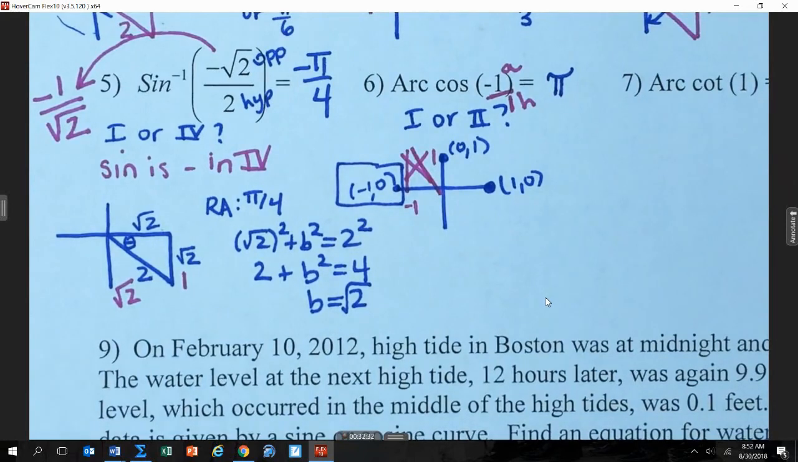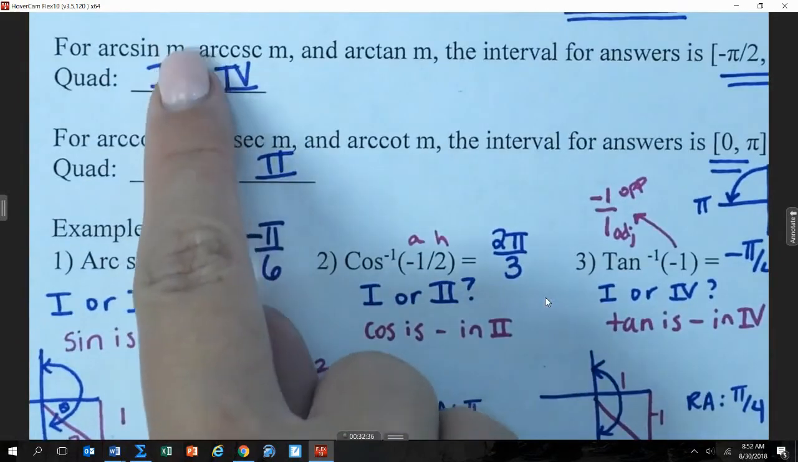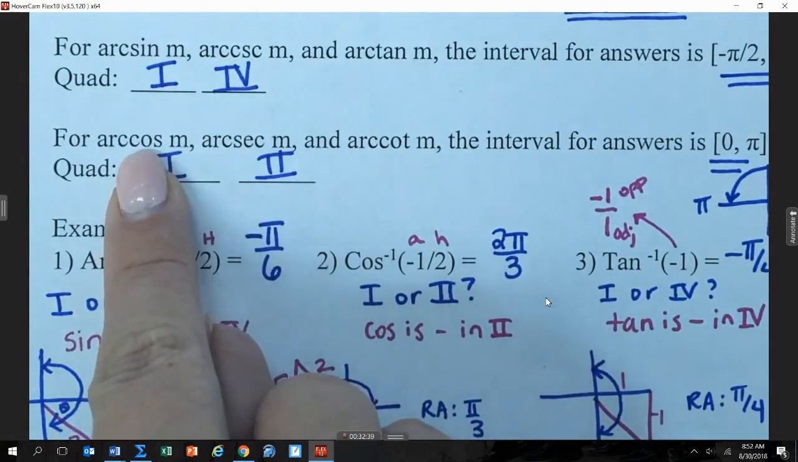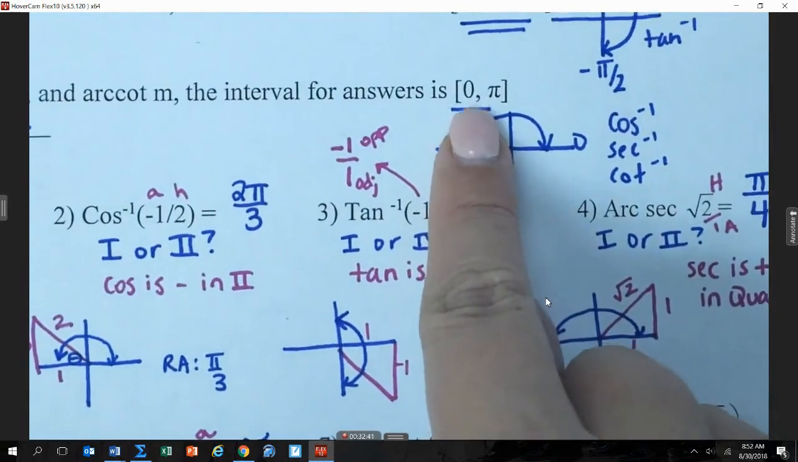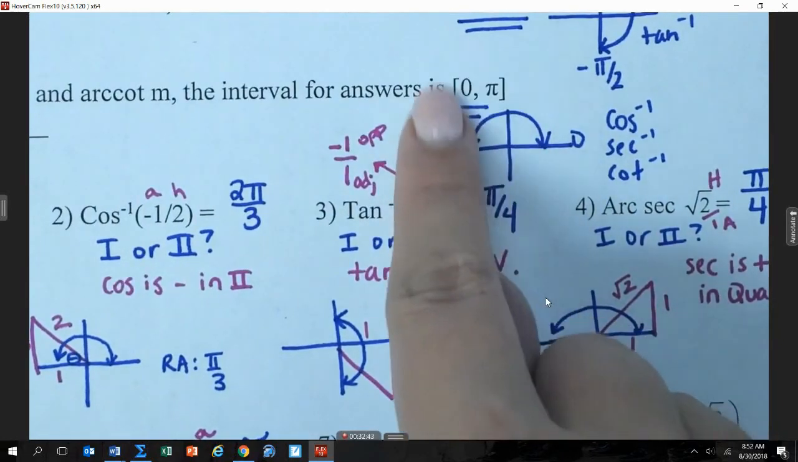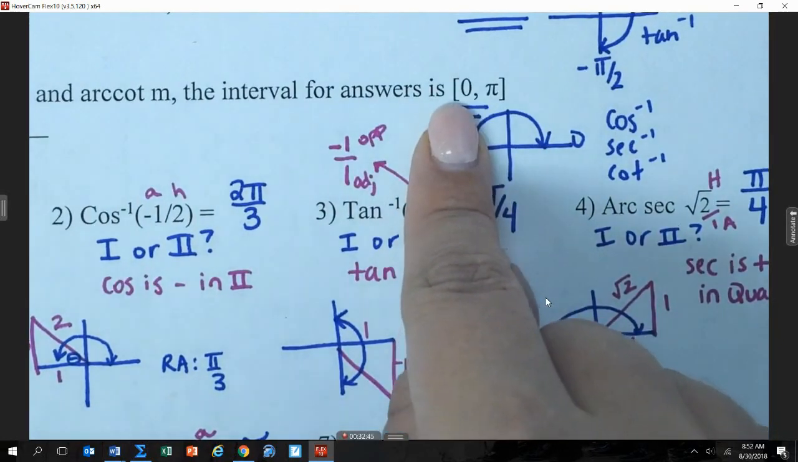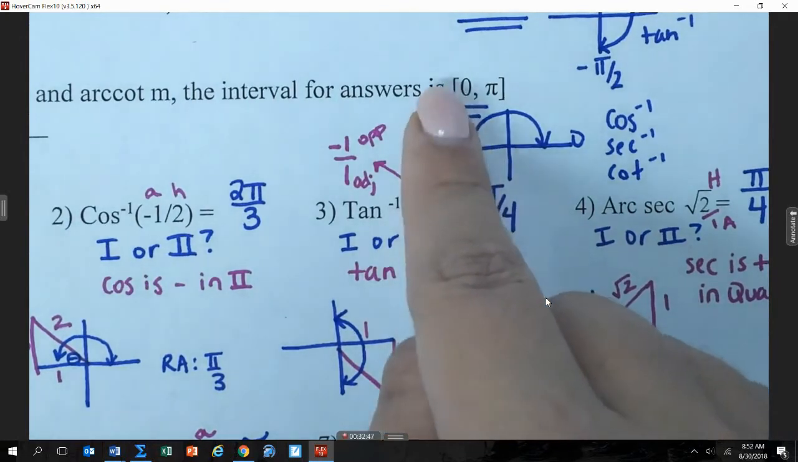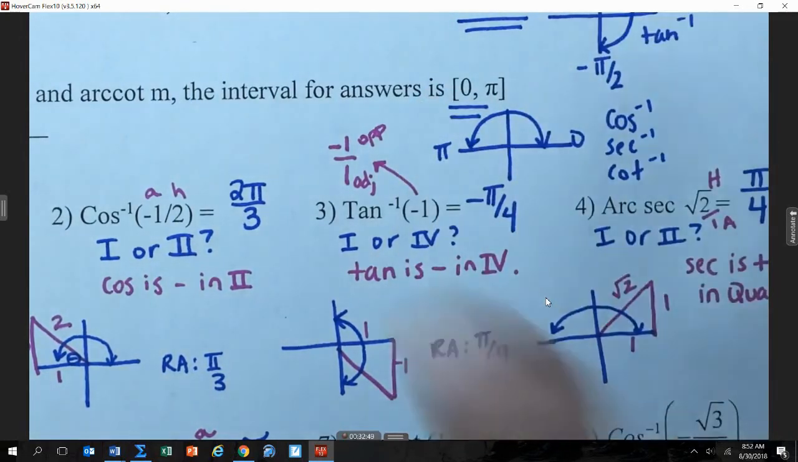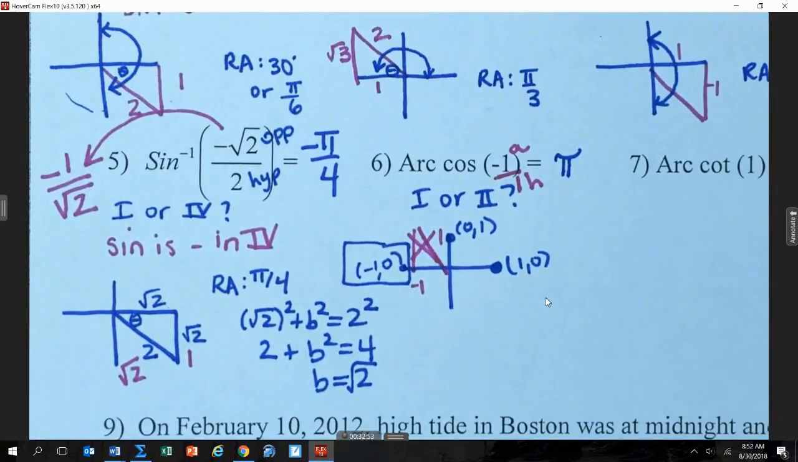And pi is included in that interval for arc cosine. See how for arc cosine the interval is 0 to pi, and these are brackets. Those brackets are inclusive. So you could have 0 or pi as an answer. Okay, so just keep that in mind. All right, any questions about that?